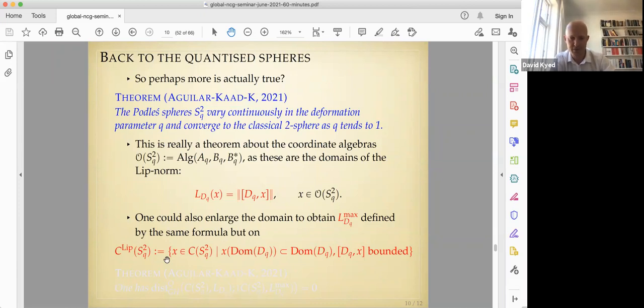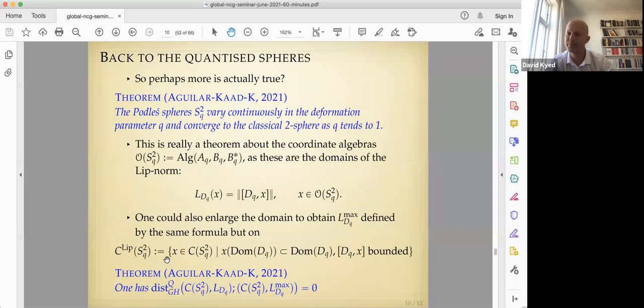And in order to deal with this difference, we wrote a follow-up paper in which we prove that it doesn't actually matter. So what we prove is that the quantum Gromov-Hausdorff distance between the Podleś sphere with its minimal Lipschitz semi-norm and the Podleś sphere with its maximal Lipschitz norm is actually 0. So whatever convergence result holds for the minimal also holds for the maximal, or anything in between, of course.